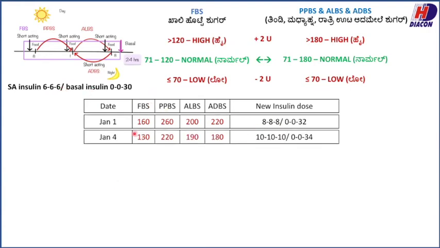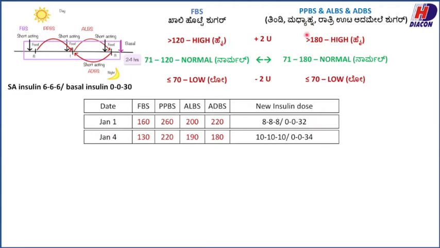We check again. Our fasting is 130, post-breakfast 220, after lunch 190, and after dinner blood sugar is 180. So it's just there, it's borderline. Again, the fasting is not under control. So though it's coming down, more than 120 is high. So to control the fasting, we increase the basal insulin from 32 plus 2 to 34.